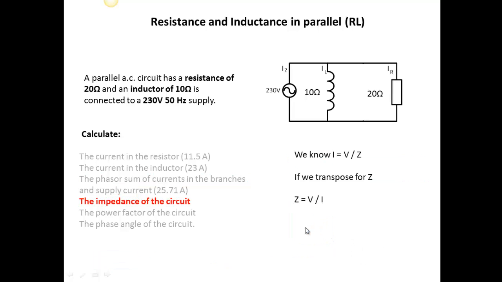The impedance of the circuit, well, we know that I equals V over Z, so we transpose for Z. We take the Z to the top and bring the I down. So Z is equal to V over I, much the same way as R is V over I. And we get 230 divided by that 25.71 that we calculated earlier, and gives me an impedance of 8.95 ohms.